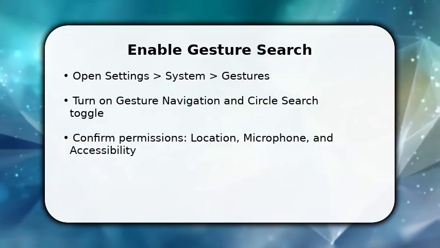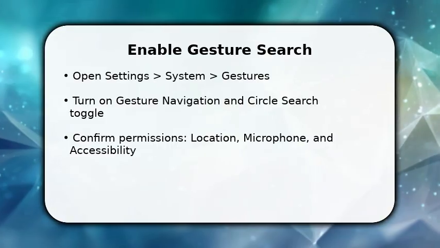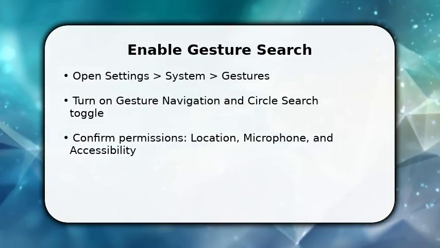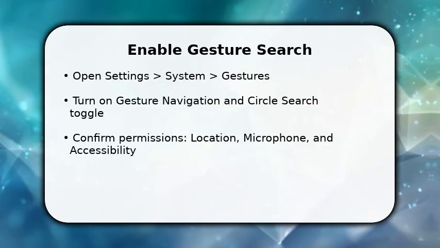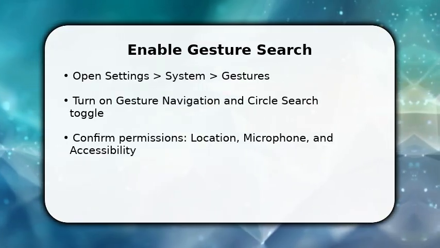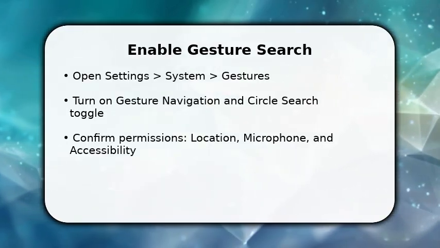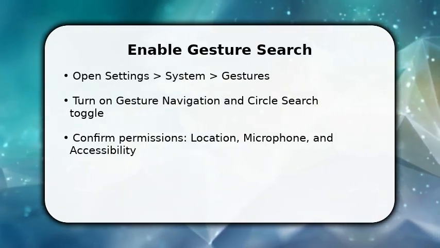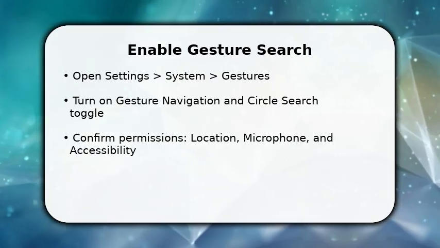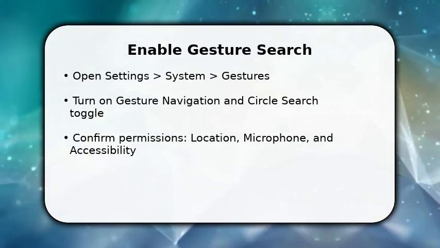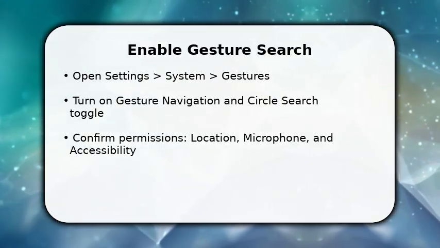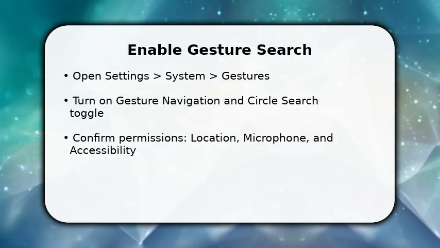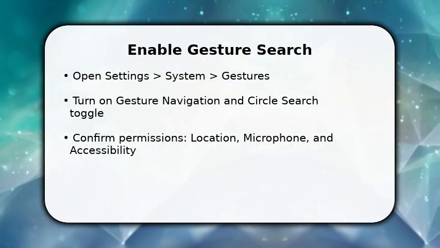You'll start by enabling the right options. Open Settings and go straight to System, then Gestures. Toggle Gesture Navigation on. Next, enable the Circle Search feature. This allows a circular gesture to open search. Grant required permissions when prompted: location for context, microphone for voice input, and accessibility for gesture recognition. Once done, practice the basic motions slowly so the system learns your input.